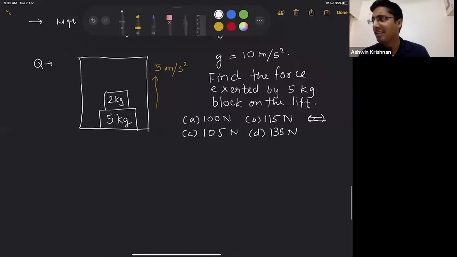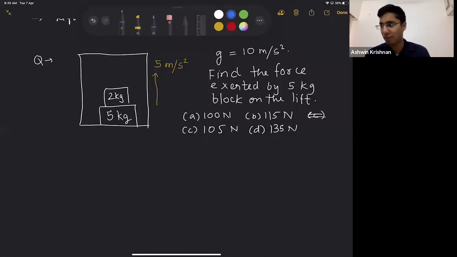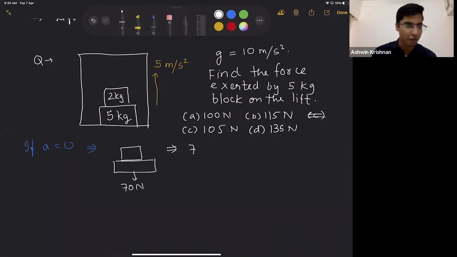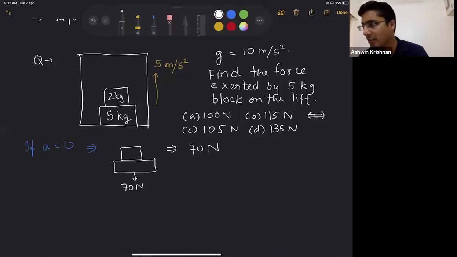Now, let's try to find the difference also, right? Even though the question asks for the force exerted, let's say this was not acceleration. If a was 0, what will be the force exerted on this? It will basically be the net mass on this, right? If a was 0, the total force will be the total weight, which is 7 kg, so 70 Newton. So if a was 0, the answer would have been 70 Newton, which is not any of the options. But a is not 0. a is 5 meters per second square. Now let us look at the change that leads to it.